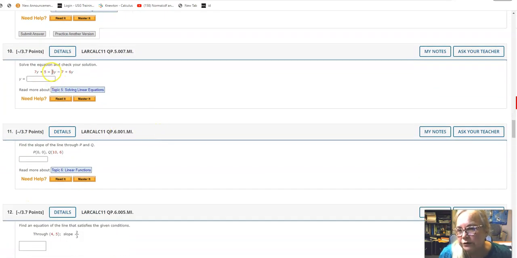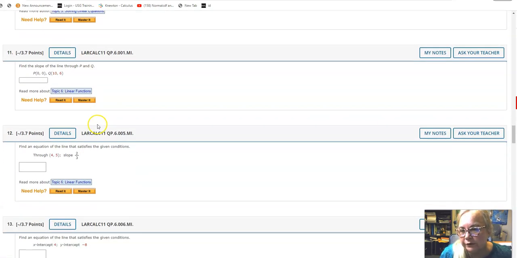Solve the equation. That means you have to move all variables, in this case variable y, to one side, say the left side, and all numbers to the other side. They could be on the left or the right side, either way. And then you continue with the equation.